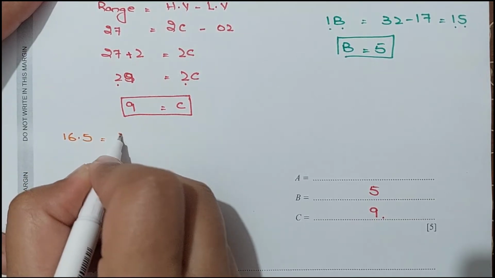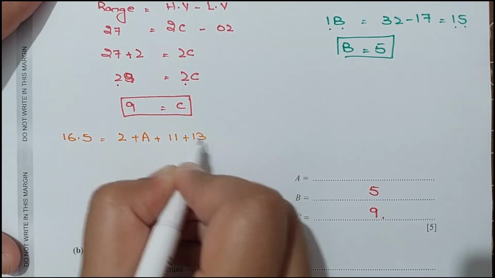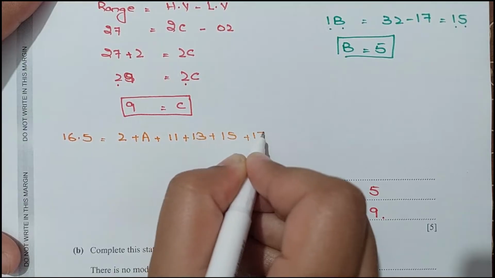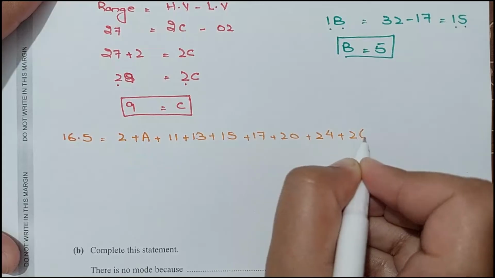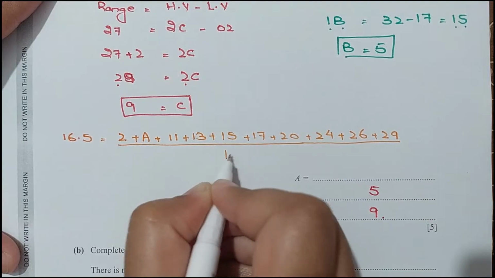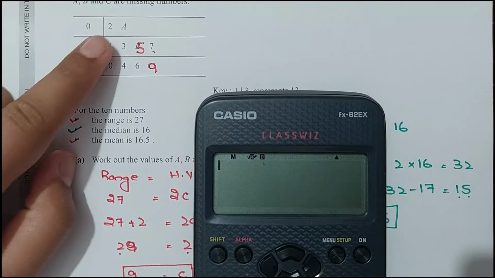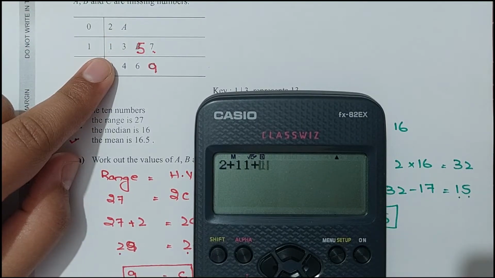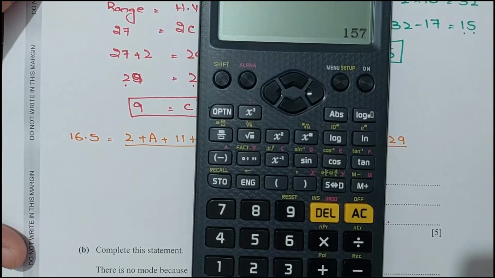This would be equal to the sum of the numbers: 2 plus A plus 11, 13, 15, 17, and then 20, 24, 26, and 29. We have to add them up and divide all of them by the total numbers, which are 10. So let me do this. Okay, this is 2, 11, 13, 15, 17, and 20, 24, 26, and 29. Okay, 157.